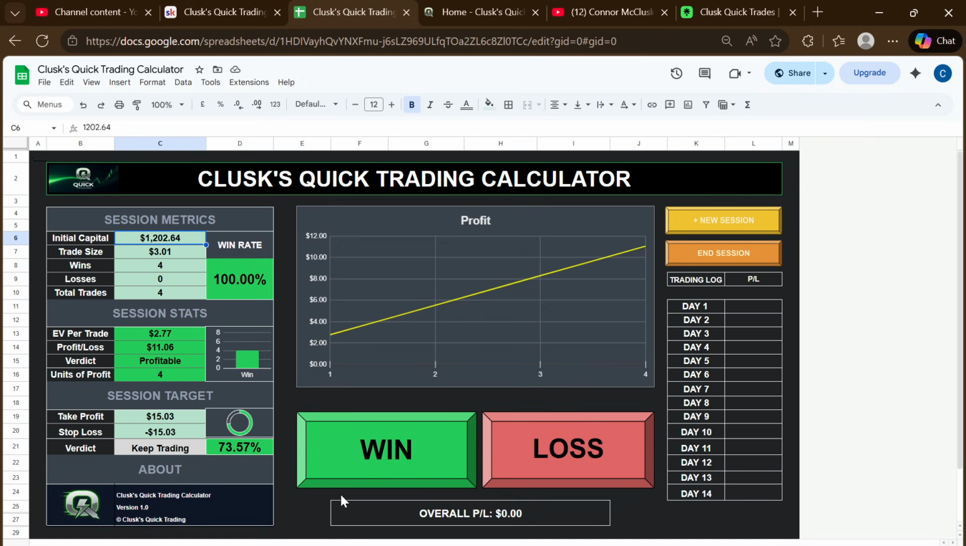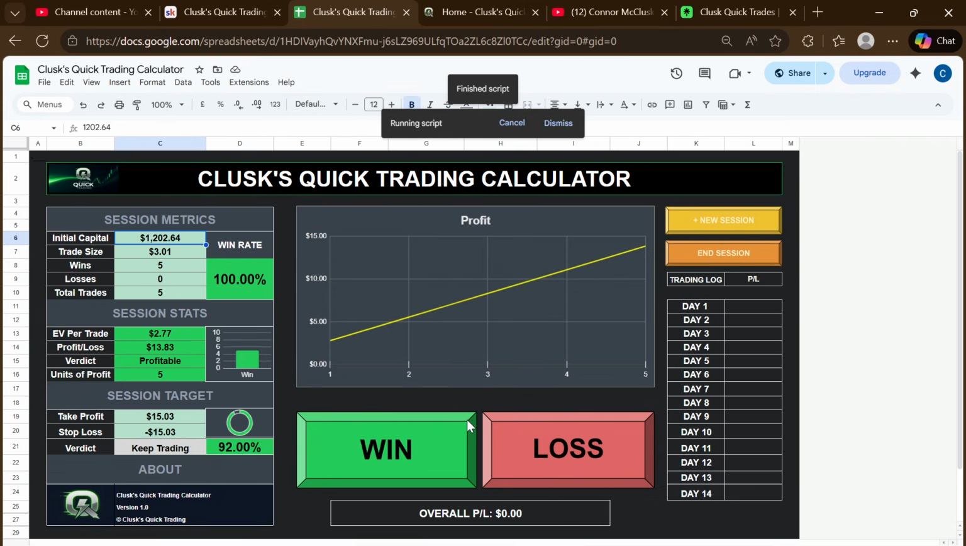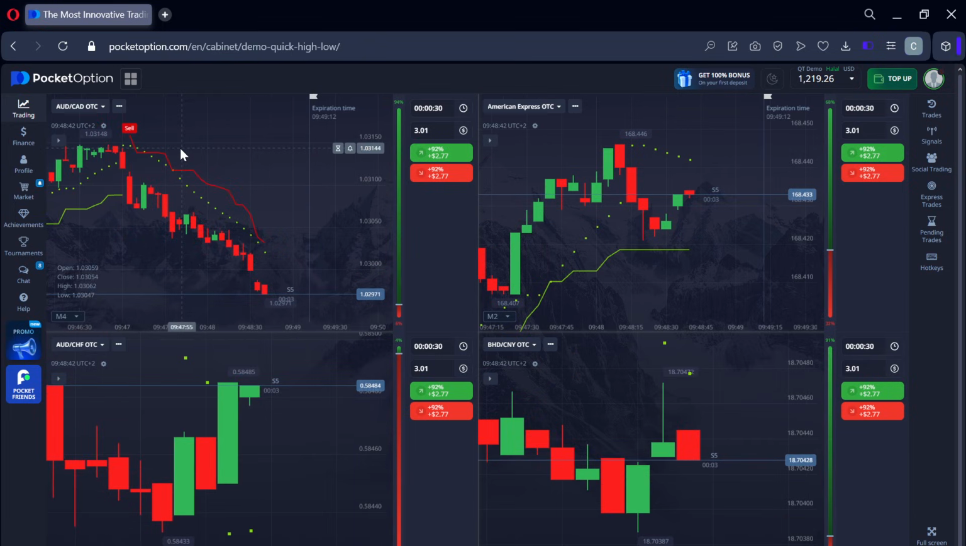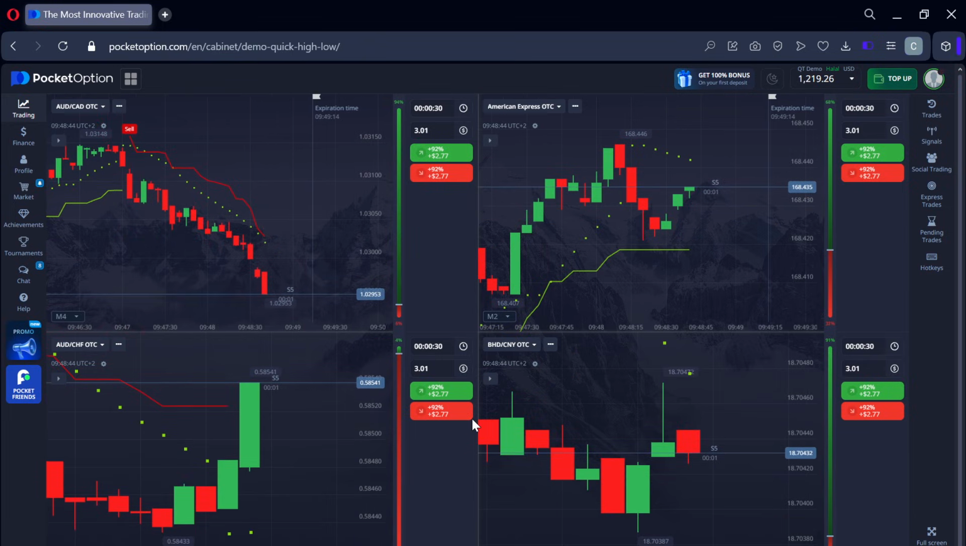No, guys, this strategy is incredible. Is that 6 wins in a row? Guys, we have hit take profit with 6 wins in a row. I've never seen this happen before. This strategy is so powerful, guys. This strategy is incredible. What the actual?